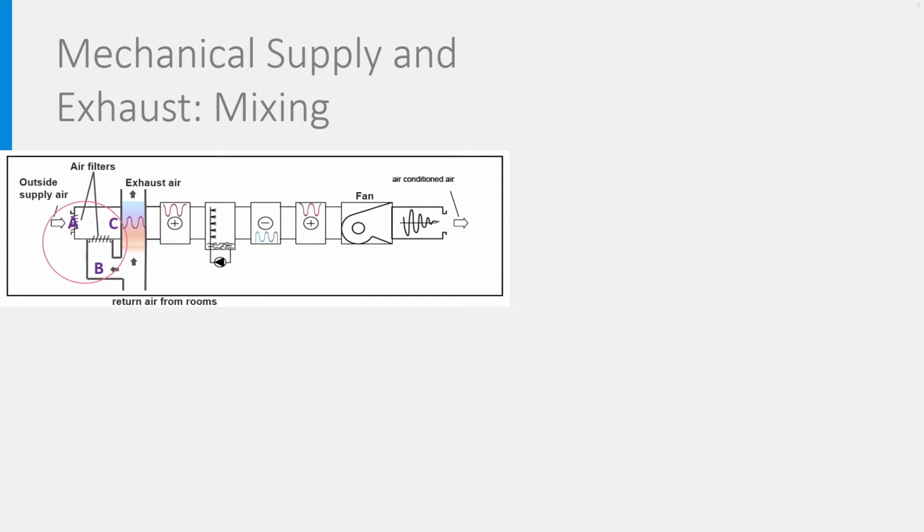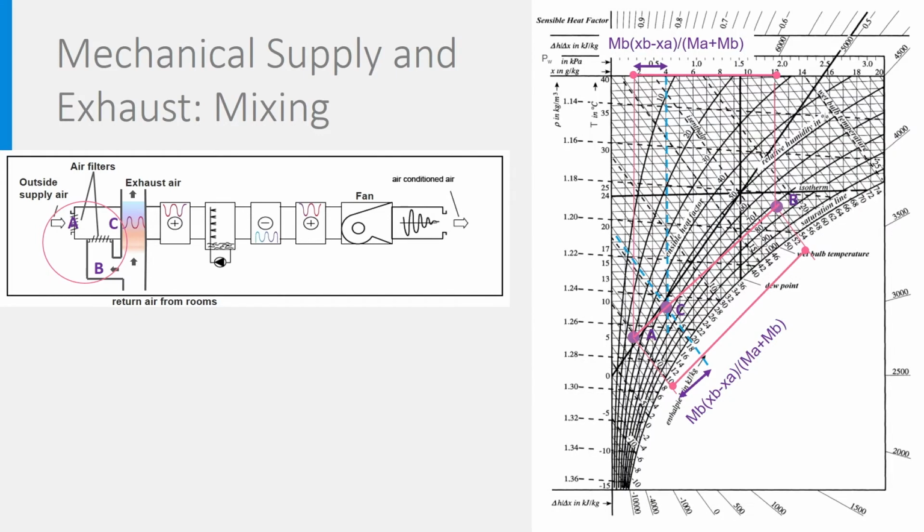This is the process you can see in the Mollier diagram. If the supply air is at conditions A with mass flow rate MA and the return air is at conditions B with mass flow rate MB, after mixing, the air will be at conditions C.